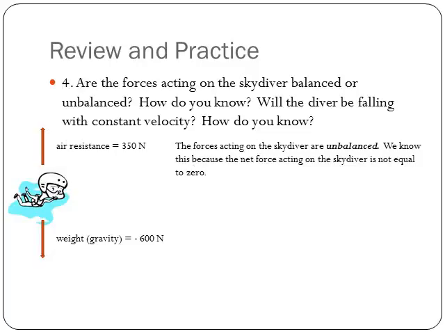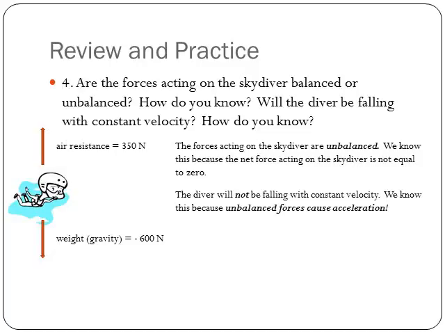Recall the net force calculation from the previous slide. We calculated the net force to be 250 newtons in the downward direction. So it's not 0, so the forces are in fact unbalanced. Next question, will the diver be falling with constant velocity, and how do we know?